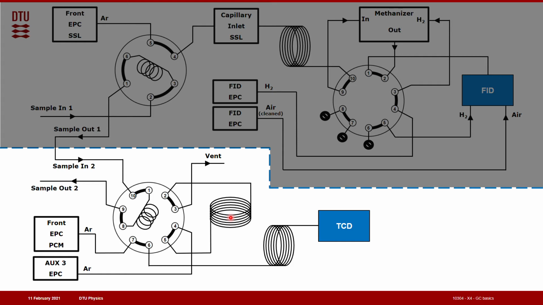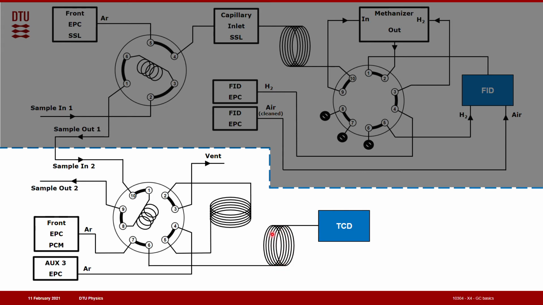small molecules like CO, hydrogen, and mainly nitrogen, oxygen, are not separated very well. They all go through at almost the same time, independent of flow and temperature and everything else. So we want to separate them further. We do that in this molecular sieve.